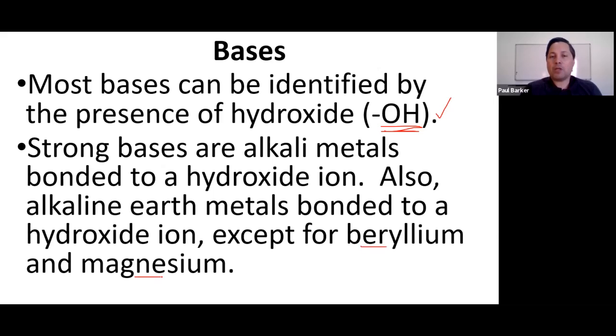That is the exception. So on your periodic table, where are the alkali metals and where are the alkaline earth metals? The alkali metals are every element in the first column, except for hydrogen, who's not a metal. And the alkaline earth metals are the second column, and every element in the second column except for beryllium and magnesium, which are the first 2, are going to go ahead and form a strong base.